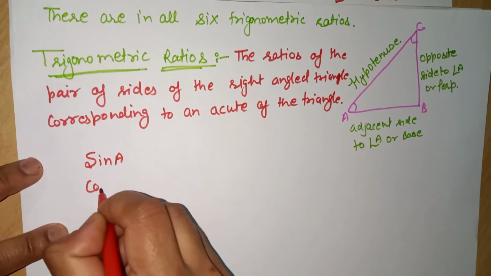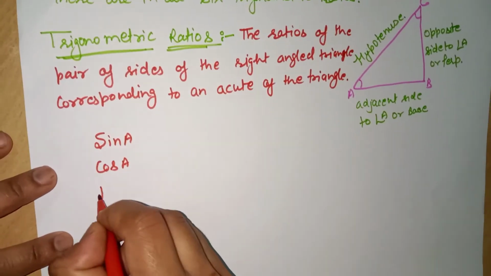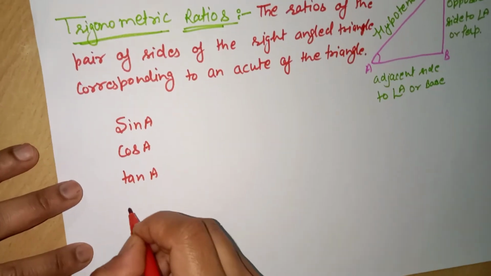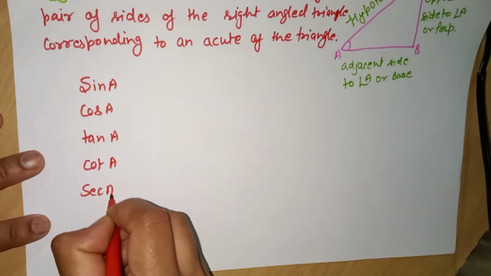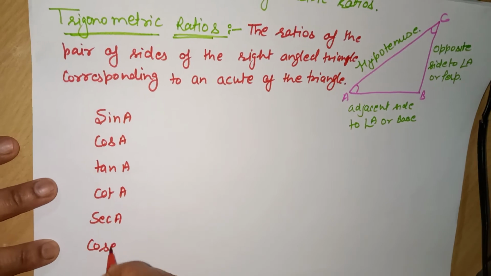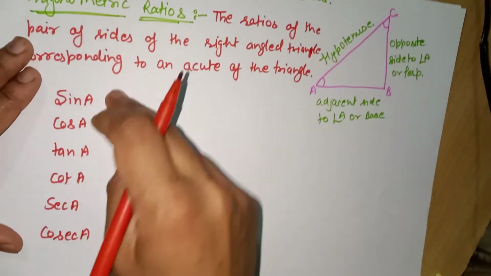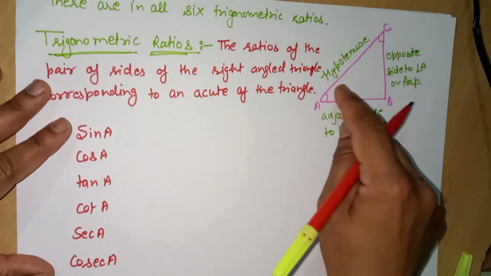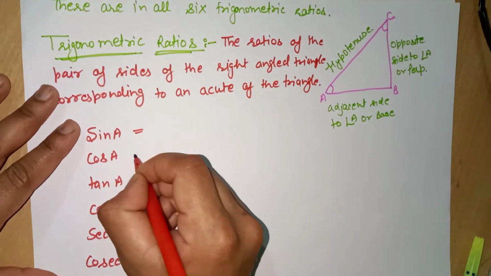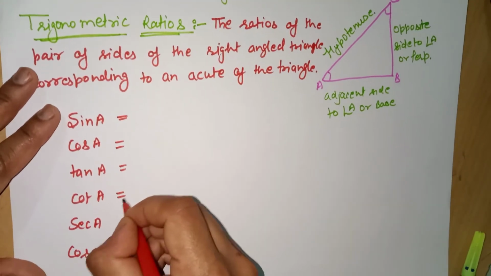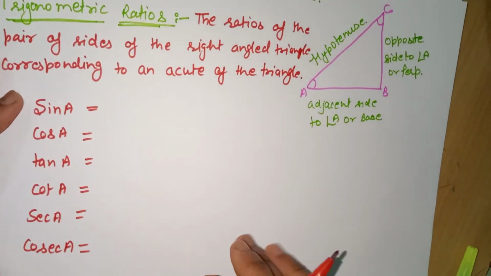sin A, cos A, tan A, cot A, secant A, and cosecant A. These are the 6 trigonometric ratios if we consider the acute angle as A. Now, how will we remember the values of these trigonometric ratios?